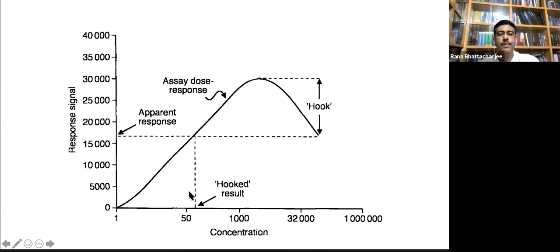So you can see in this particular example, if you have a value of 32,000 units of a particular test, due to this hook effect, you will get a value near 50. So you get a falsely low value when the concentration is very high. So due to this kind of dose response curve, this is called a hook effect.